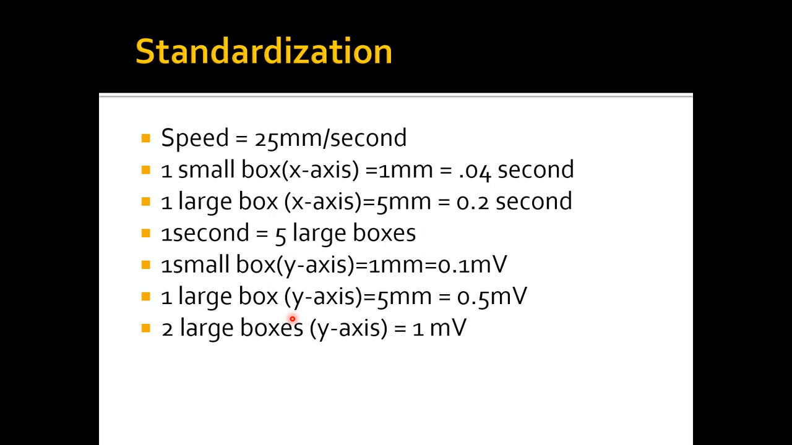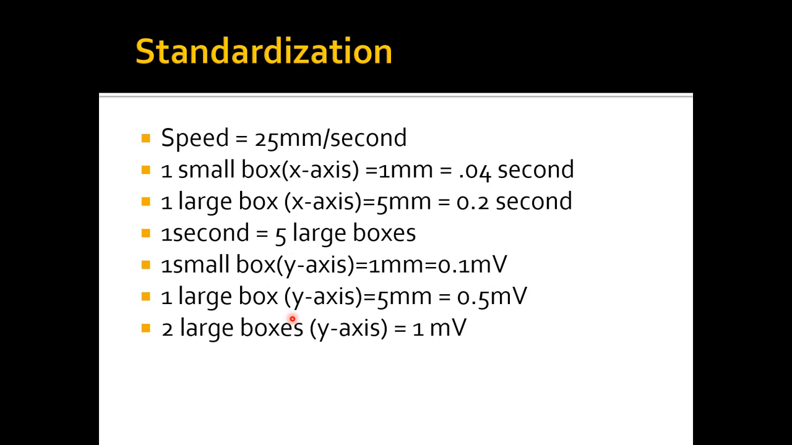So 1 second on the x-axis of ECG is 5 large boxes, and the y-axis shows the voltage of the wave. One small box is equal to 0.1 millivolt, one large box is equal to 0.5 millivolts, and 2 large boxes are equal to 1 millivolt. Remember, the speed of the ECG can be changed, the voltage of the ECG can be changed. So always look for standardization marks on an electrocardiographic paper, and these will tell you how to interpret the ECG.